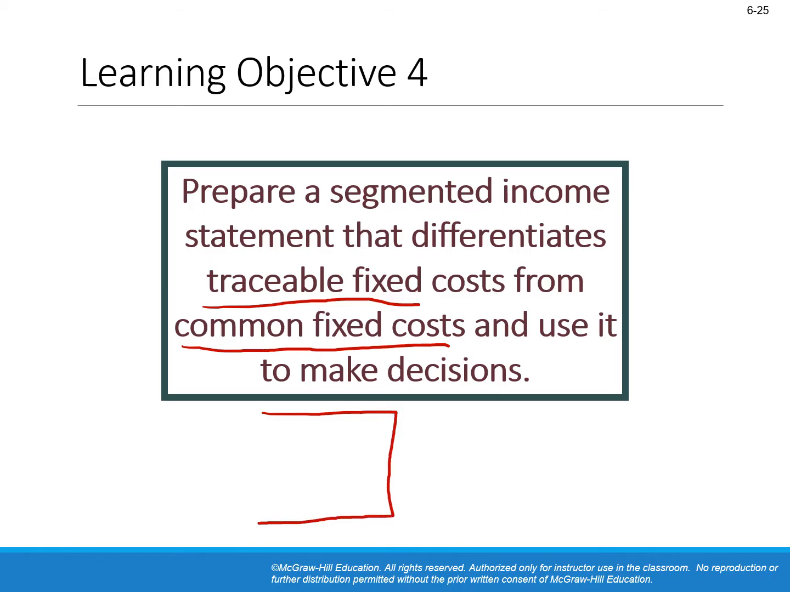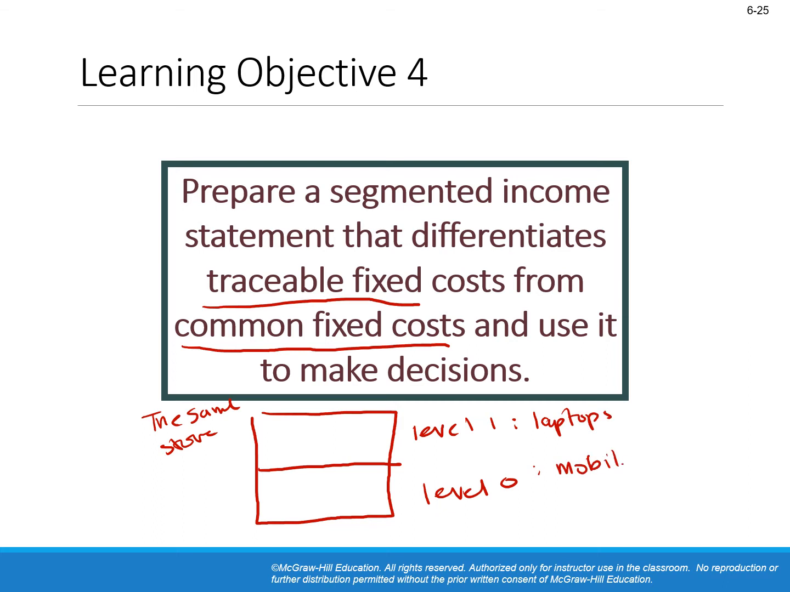Let's assume that we have one store that has two levels. So level 1 and level 0. This is the same store. On level 1, we sell laptops. On level 0, we sell mobile phones. Okay. The whole store has a fixed monthly rent, let's say, of $6,000.